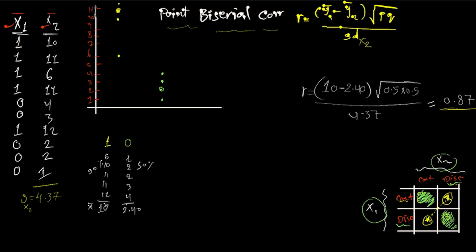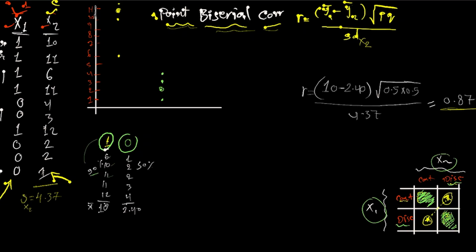Now, x1 happens to be dichotomous, two possible outcomes, either 0 or 1. x2 happens to be continuous. Now, we have two cases of x1 that could be 1 and that could be 0. The possible values of 1, in ascending order, were 6, 10, 11, etc. And then I did the same thing for the zeros. Now, first of all, what is the proportion of 1? It happens to be 50%, because there are 5 out of 10.